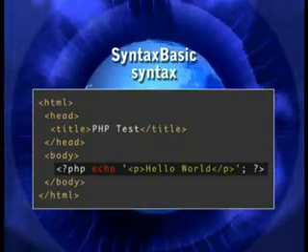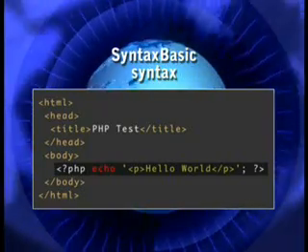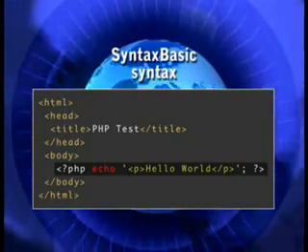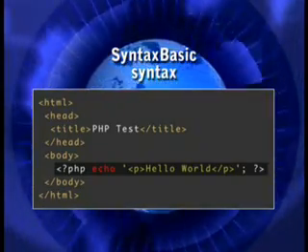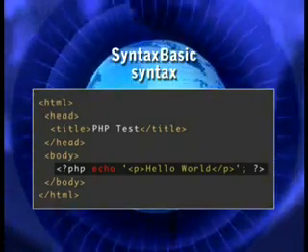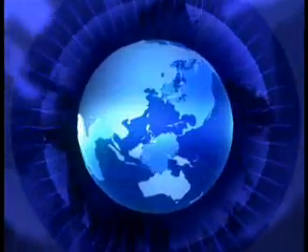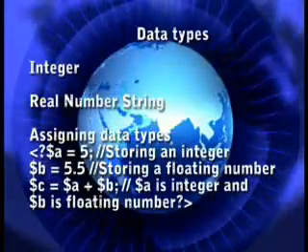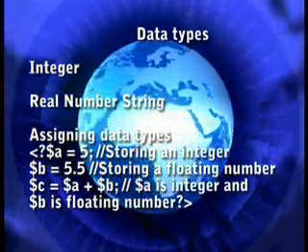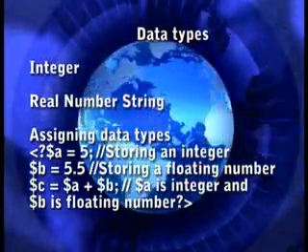Variables are prefixed with a dollar symbol, and a type does not need to be specified in advance. Unlike functions and class names, variable names are case sensitive. In PHP, a variable can hold data of any type.